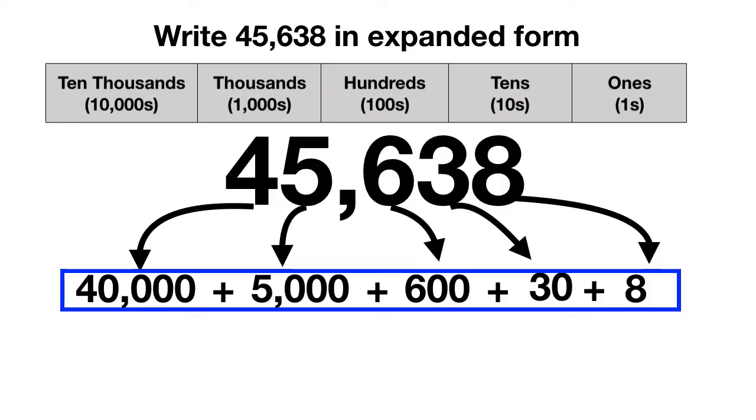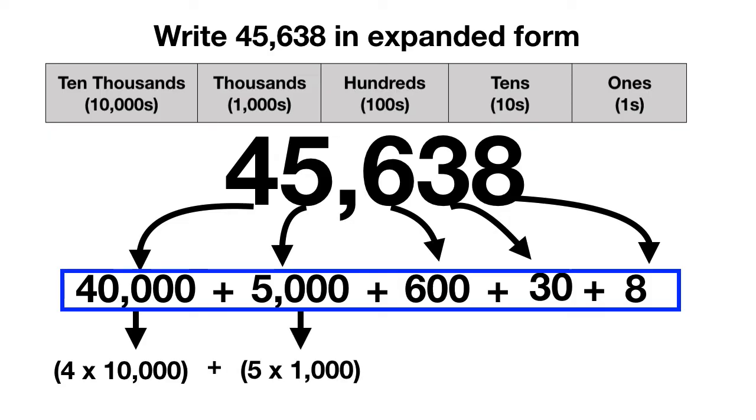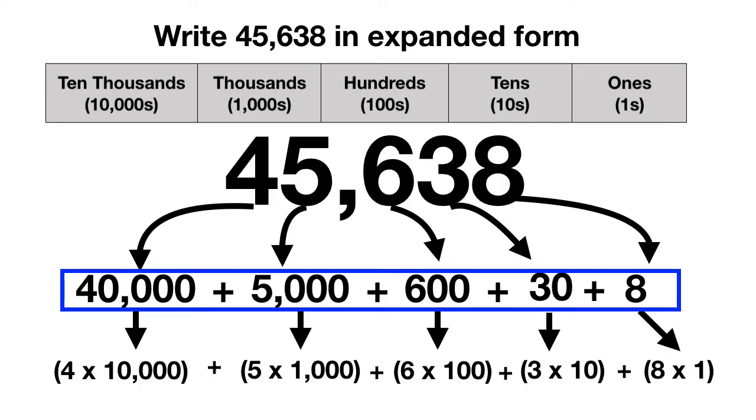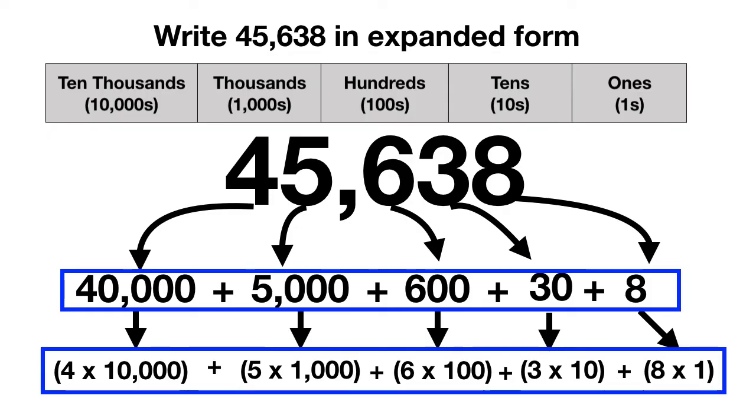How can we split up 40,000? We can write it as 4 groups of 10,000s. How can we split up 5,000? We could write it as 5 groups of thousands. How can we break up 600? We can write it as 6 groups of 100s. How can we break up 30? We can write it as 3 groups of 10s. And lastly, how could you regroup 8? We can rewrite it as 8 groups of 1s. This is the other way to write 45,638 in expanded form. Now you can try some on your own.